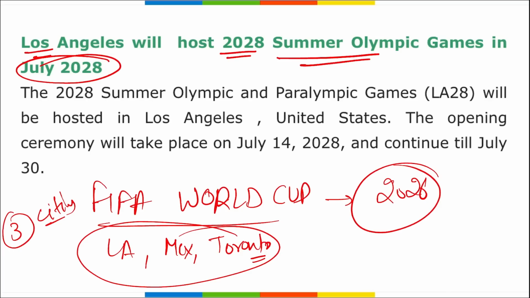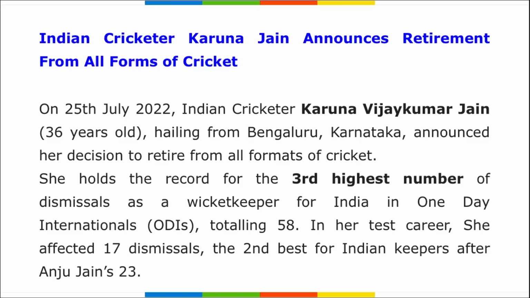Next we'll be talking about Indian women cricketer Karuna Jain, who has recently announced retirement from all forms of cricket. She holds the record for the third highest number of dismissals as a wicketkeeper for India in one day internationals. So if we talk about Karuna Vijay Jain or Karuna Jain, she is 36 years of age.